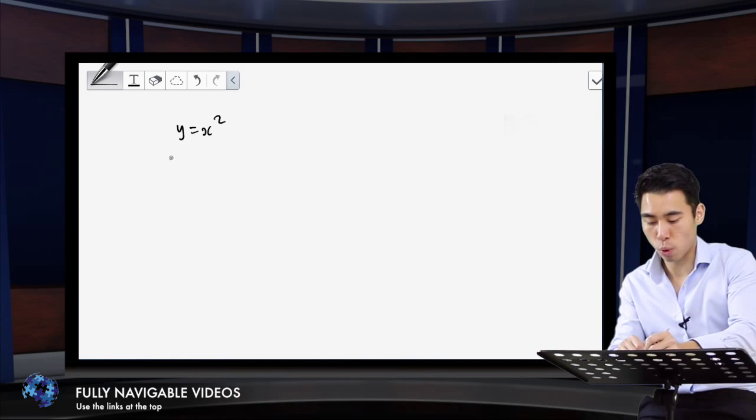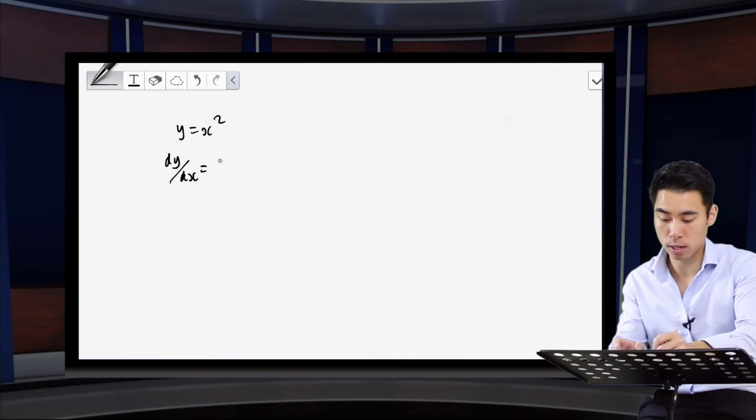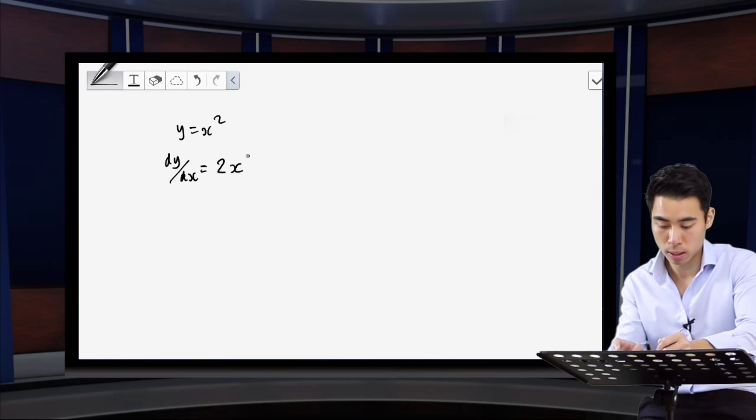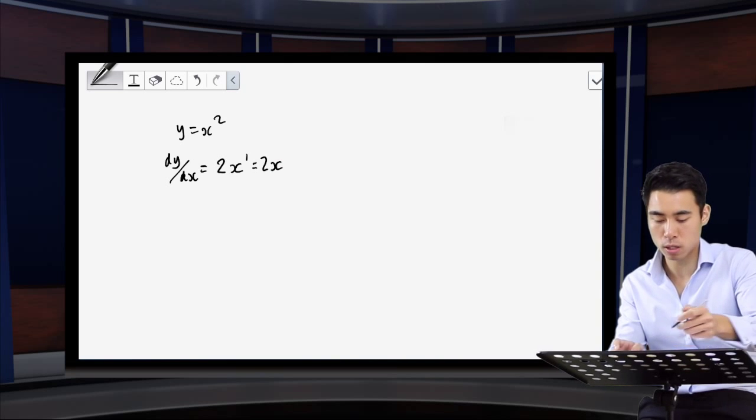Okay, y equals x squared. If I want to find my gradient function, my dy by dx, first step, I need to bring my power down to the front. So 2 goes here. My x stays an x. And now I need to decrease my power by 1. So that 2 now becomes a 1. And then of course, anything raised to the power of 1 is just itself. So that's the same as 2x.